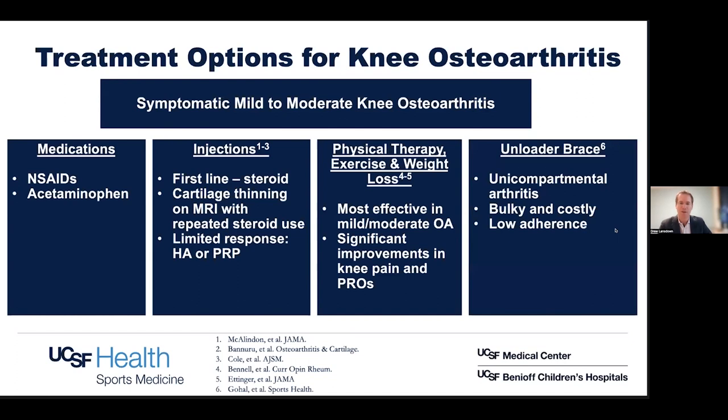And then an unloader brace, if somebody has unicompartmental arthritis with deformity at the knee, so if that's just isolated to the medial compartment or to the lateral compartment, that unloader brace can actively push their weight towards the other compartment where the knee joint is healthier. For some patients, that can be a good option. They are often bulky. They are expensive. And I think due to that bulkiness, the adherence can often be low.